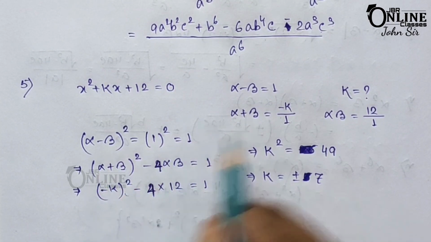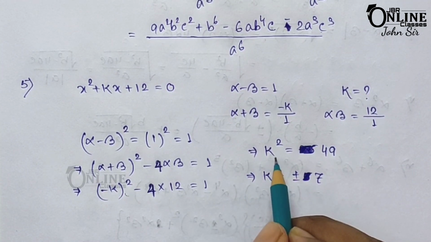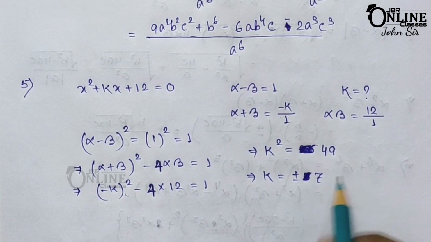Then alpha plus beta means minus k, so minus k whole square minus 4 into 12 equals 1. So k square equals 49 and then k equals plus minus 7.